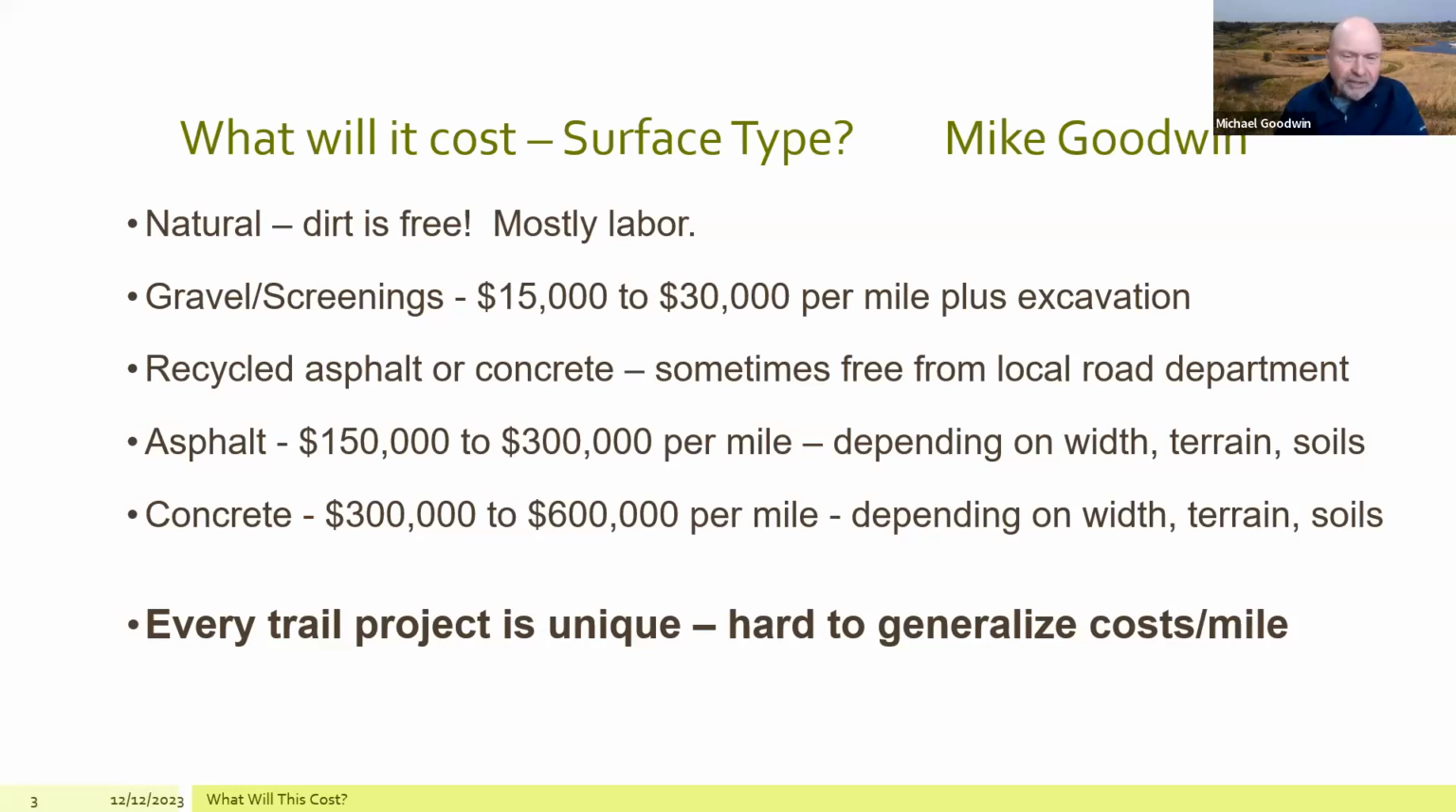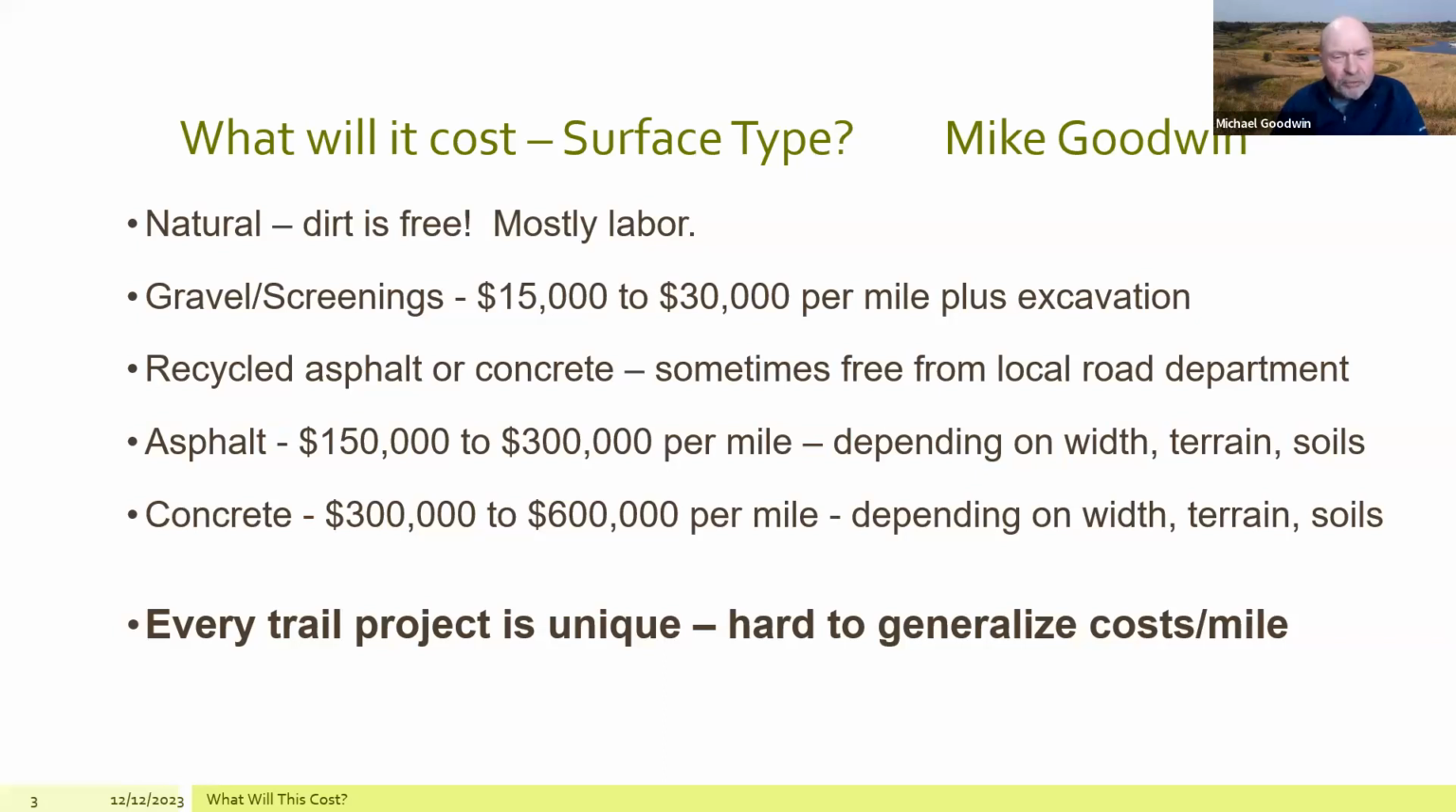I think all of that depends a lot on the material, the width of the trail, the type of terrain you're dealing with, the soils and those kinds of things. But roughly speaking, you can see some ranges of prices per mile of say 150 to 300,000 for asphalt, probably 300,000 to 600,000 for concrete. But those are really rough ranges to think about.